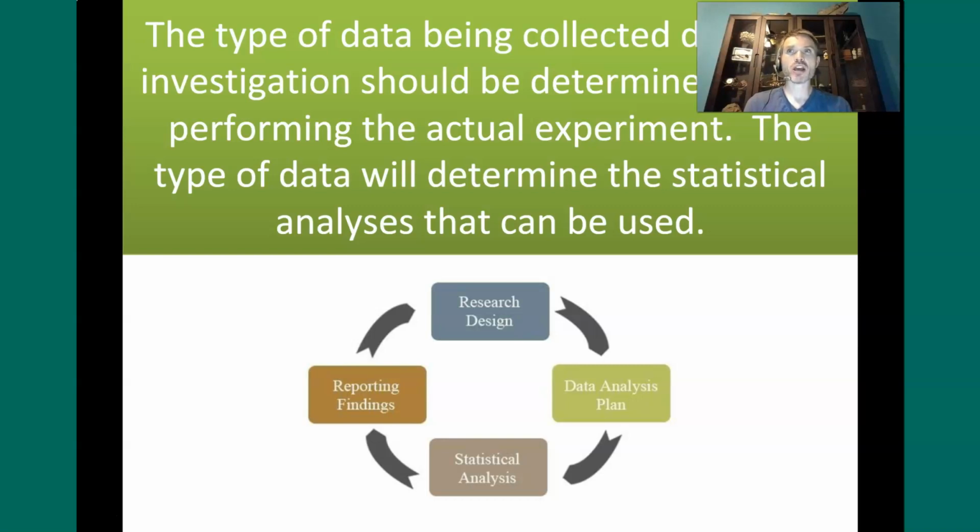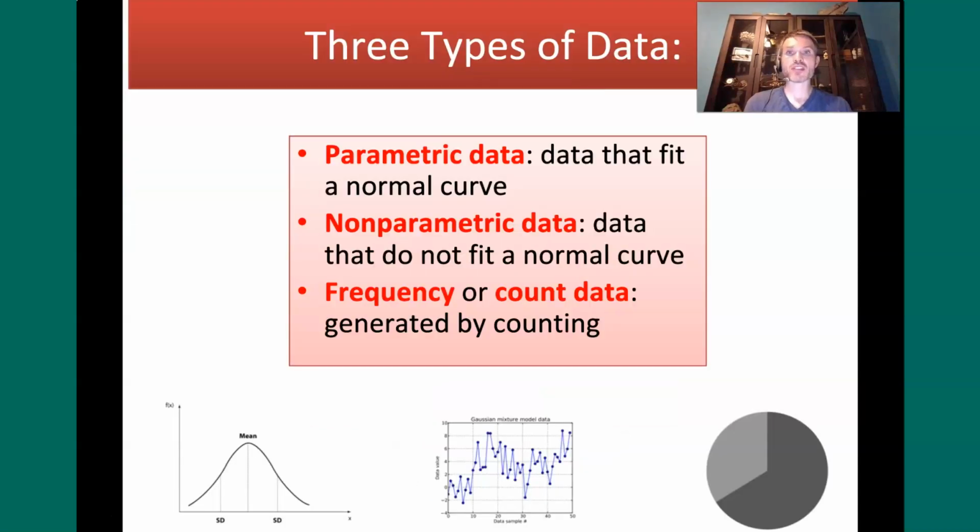That will help you as you are collecting that data and making sure that your experimental results are valid. There are three major types of data. The first one is parametric data. This is data that fits the normal curve like we discussed before. Non-parametric data. This is data that doesn't fit a normal curve. And the last one is the frequency or count data.